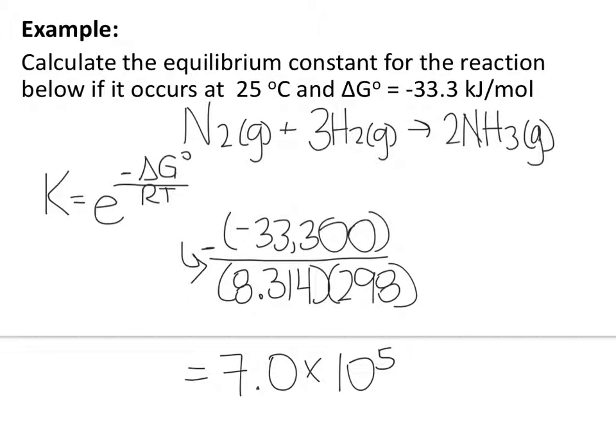All right, so we're finding our equilibrium constant, which is K, using delta G. That means we're going to have to use this equation, especially since they gave us our standard. Plugging in our values, keeping in mind that delta G was given in kilojoules, but we need joules. And also keeping in mind that this is all e to the power of all that. That gets us 7.0 times 10 to the 5th. That's your answer. Hopefully you figured it out.